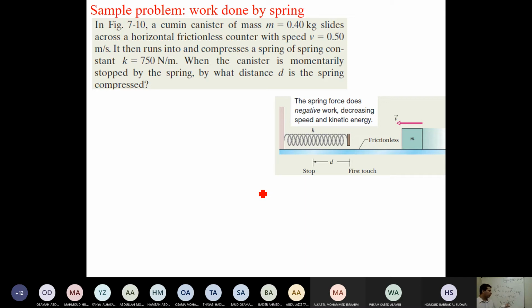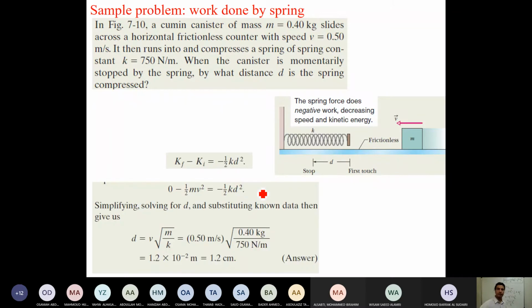Now we see the mass of the canister is given, 0.4. Initial velocity of the canister is also given, which is 0.5. And we know the spring constant, which is 750 Newton per meter. It is also given. Everything is known by now. So we just apply that and determine the xf. Okay? Like this.